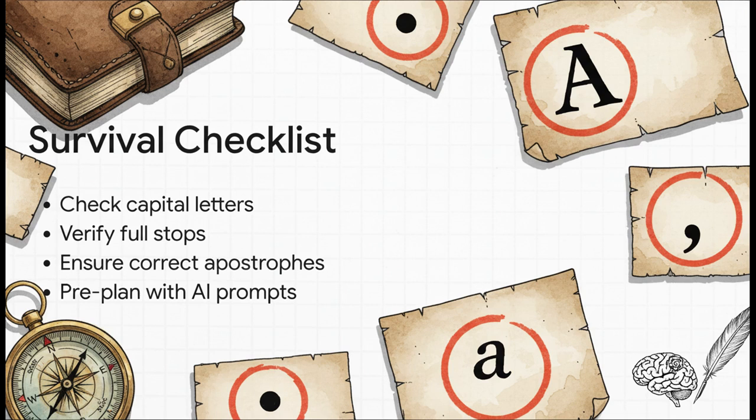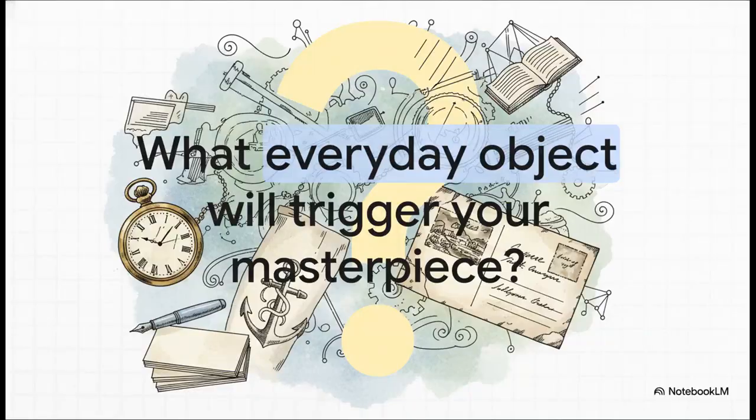And lastly, use those AI prompts your teacher has given you to pre-plan your stories and adapt them. Muscle memory is built in practice, not just in theory. I want to leave you with this final provocative thought. What everyday object will you choose to trigger your masterpiece? Will it be a scuffed pocket watch, a faded tattoo, maybe a torn postcard? Whatever it is, don't wait until the exam hall to decide.